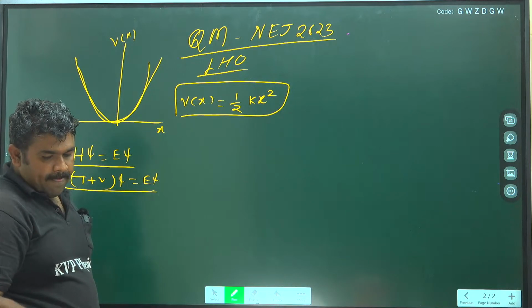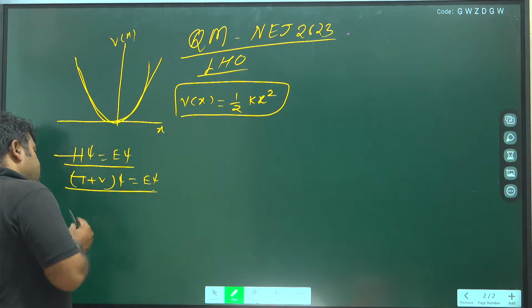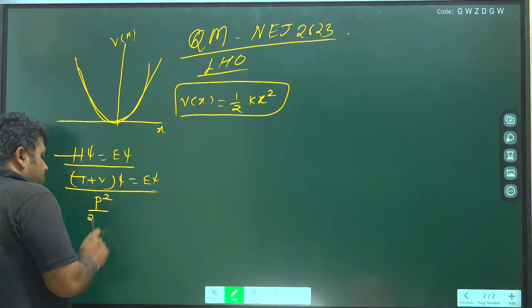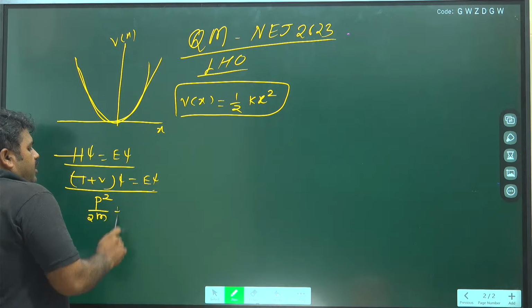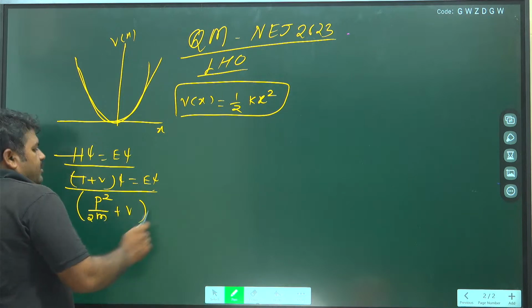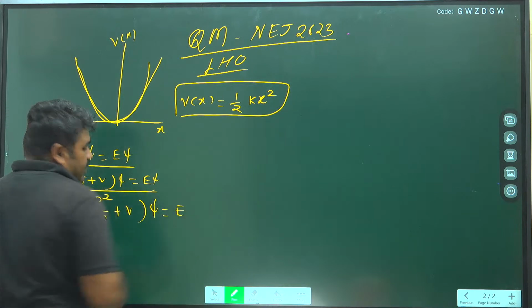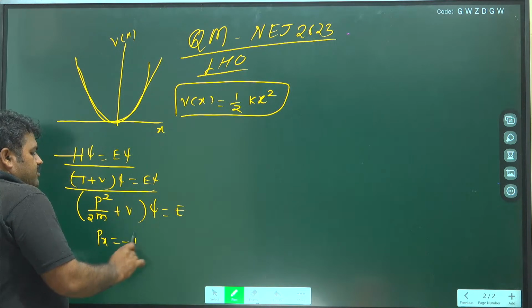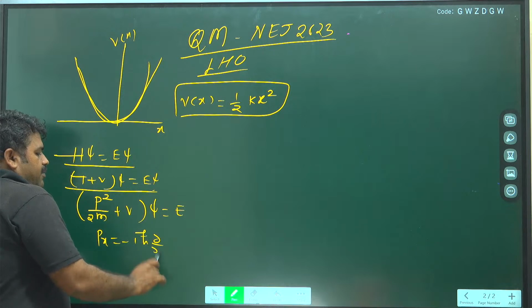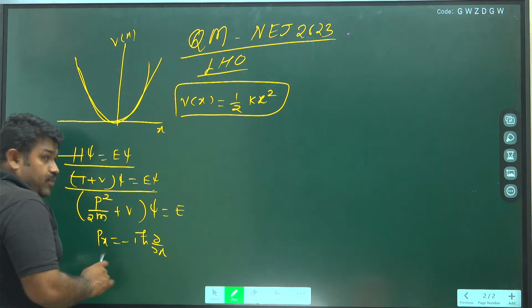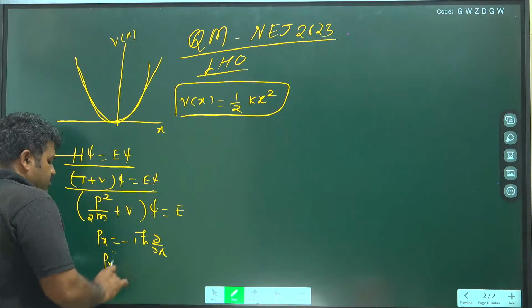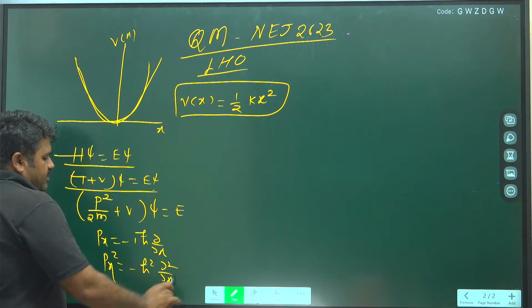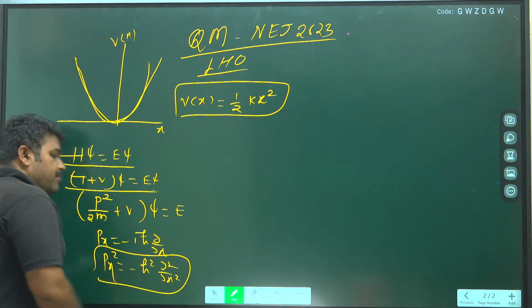Yes or no? Now, we know that T is the kinetic energy, and the kinetic energy is P squared by 2m. In general, we can take the potential as V, bracket complete psi is equal to E psi. But we know the momentum operator Px is equal to minus i h cross del by del x. Squaring this, Px squared is equal to minus h cross squared del squared by del x squared. This is the value of Px squared.